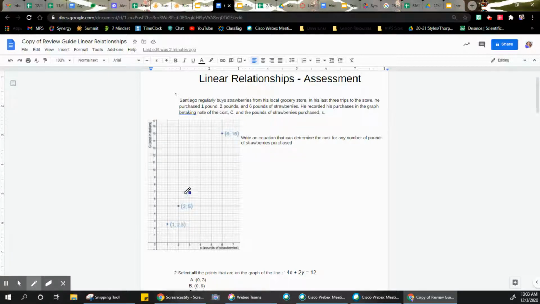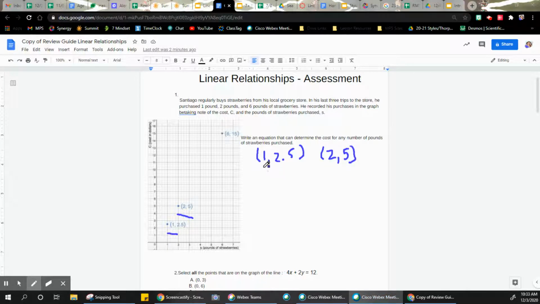So I have to pick 2 points, doesn't matter which one I pick, to be the points that I'm going to use to create my slope on the graph. So I'm going to pick just these 2 points down here. So my points that I picked were 1, 2.5, and 2, 5.